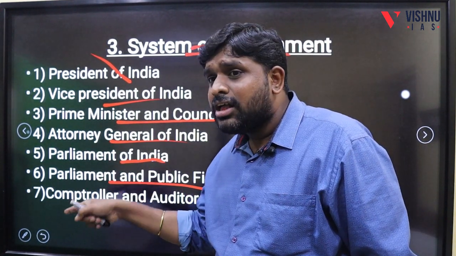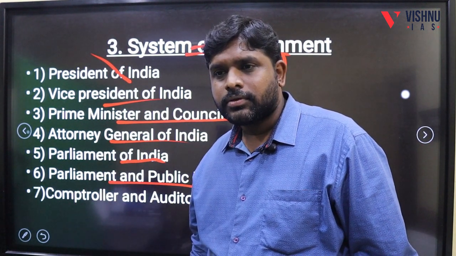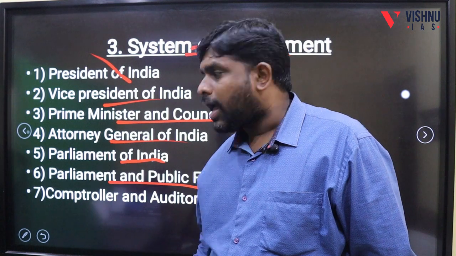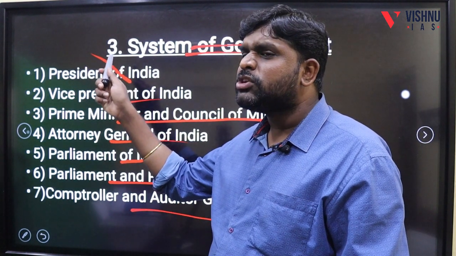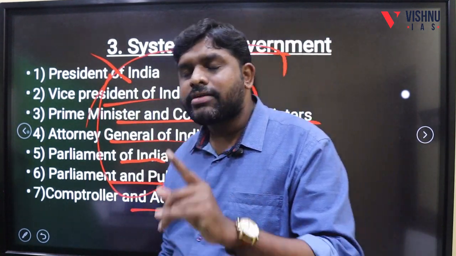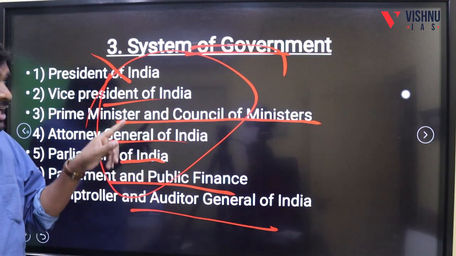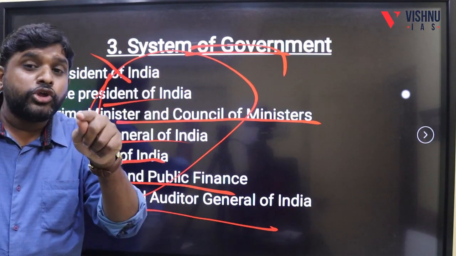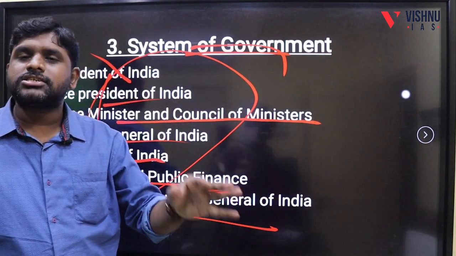What is the role of CAG? What is the role of Public Accounts Committee? And Comptroller and Auditor General. CAG is also a government officer of the central government. This is about the system of central government. These all are units, one by one. For every subunit, you will have a test, and for all this, one test.